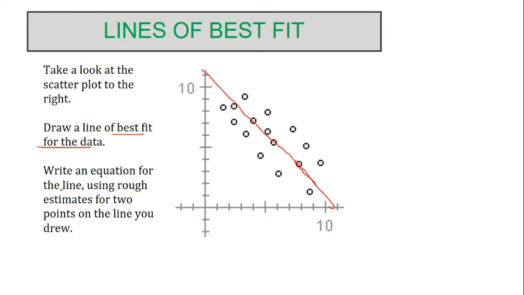Now we're going to write an equation for the line using rough estimates for 2 points on the line. So most of the time in your checkpoints and exams, they'll actually label the points for you. But if we were to do it on our own, what I would be doing here after I drew my line of best fit is trying to pick 2 points that were as close to that line as possible. And I have a few options. It looks like I have 3 points, 1, 2, 3 here that are almost right on top of the line that I drew. So I need to choose 2 of them.